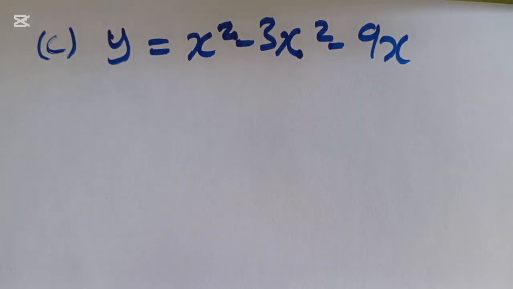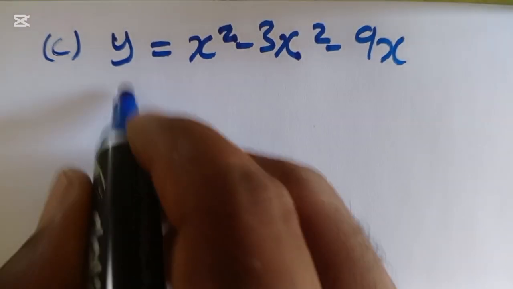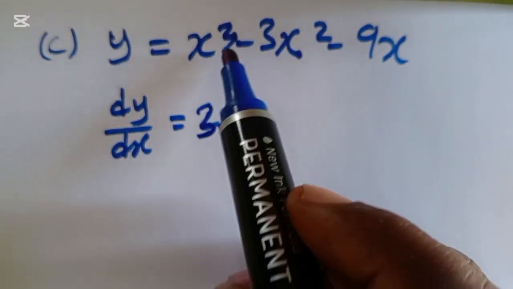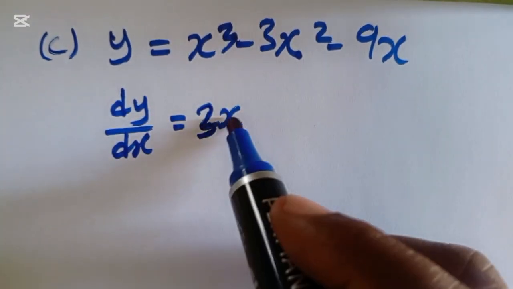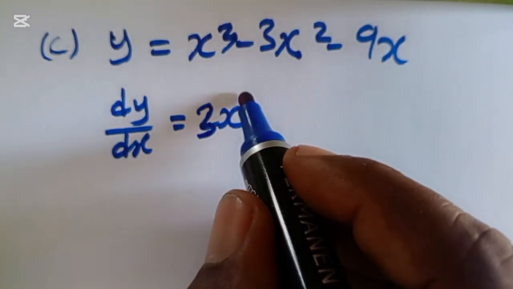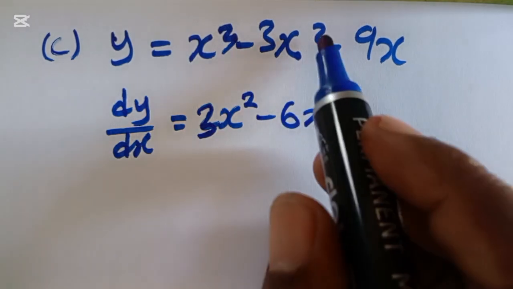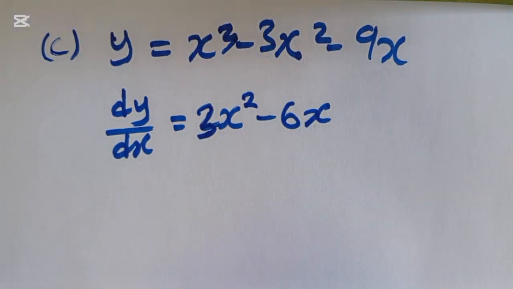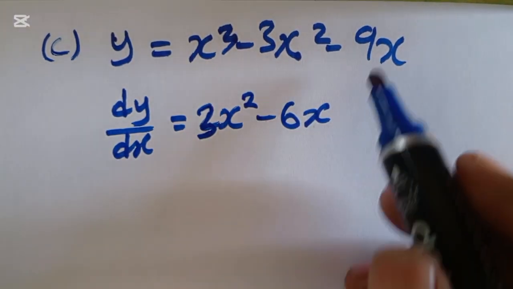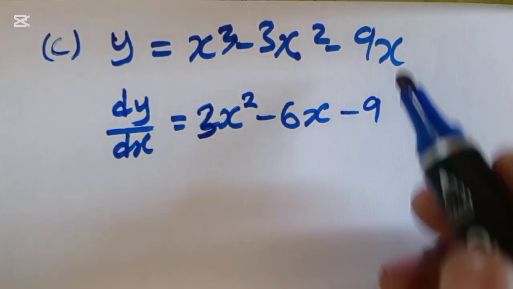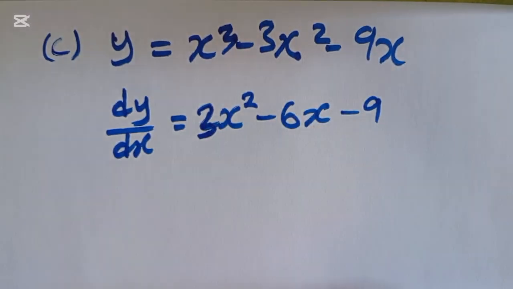So part C, the first thing that we are going to do, we find the first derivative by saying dy/dx is equal to, so 3 times x, we have 3x, 3 minus 1, we have 2, 2 times 3, we have 6, 2 minus 1, we have 1. So 1 times 9, it is 9. 1 minus 1, it is 0. So x to the power 0, it is 1. So that is our first derivative.